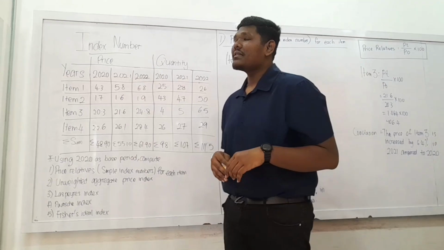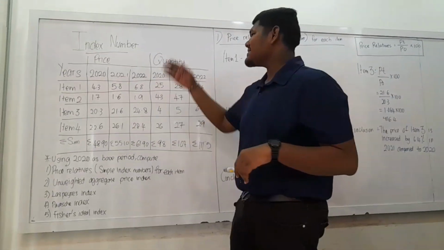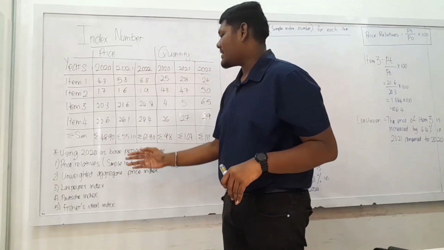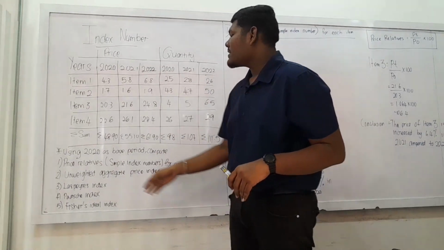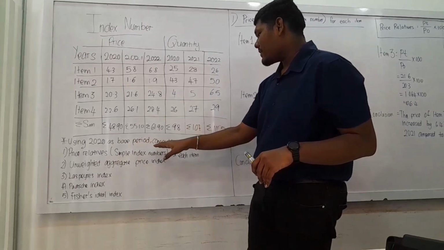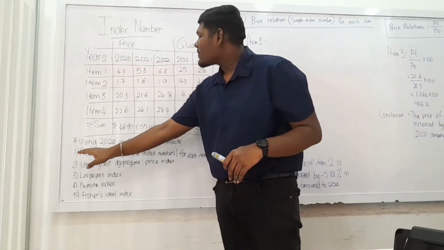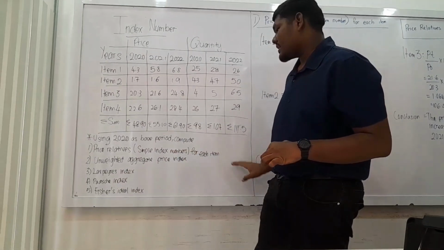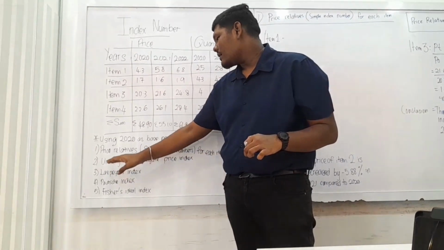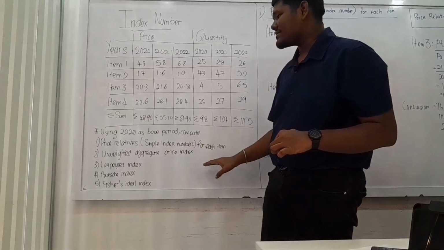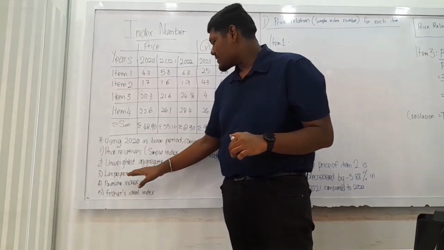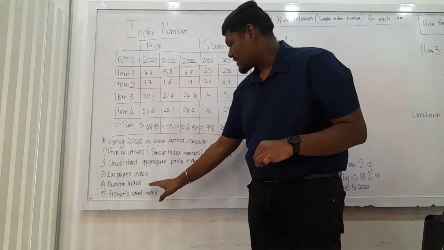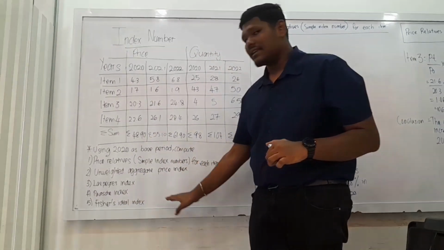Today I'm about to present my assignment 2, and my subtopic is index number. If you can see here, this is the table for the index number, and these are the questions. Using 2022 as base period, complete: question number 1 is the price relative simple index number for each item, the second question is the unweighted aggregate price index, the third question is the Laspeyres price index, the fourth is the Paasche index, and the fifth is the Fisher ideal index.